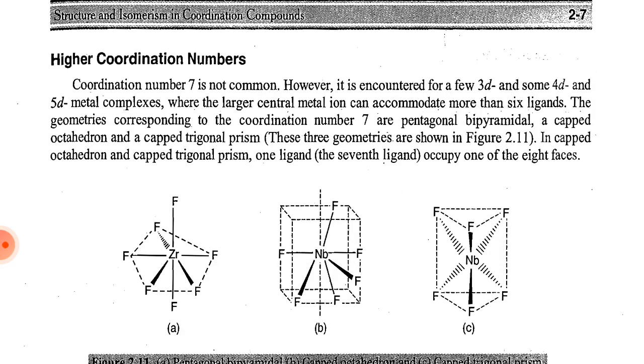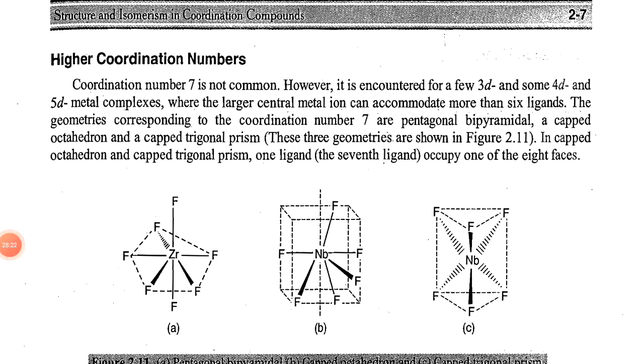Higher coordination numbers. Coordination number 7 is not common. However, it is encountered for a few 3d and some 4d and 5d metal complexes, where the larger central metal ion can accommodate more than 6 ligands. The geometries corresponding to coordination number 7 are pentagonal bipyramidal, a capped octahedron, and a capped trigonal prism. These three geometries are shown in Figure 2.11. In a capped octahedron and capped trigonal prism, the seventh ligand occupies one of the faces.